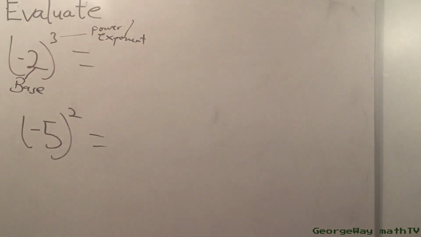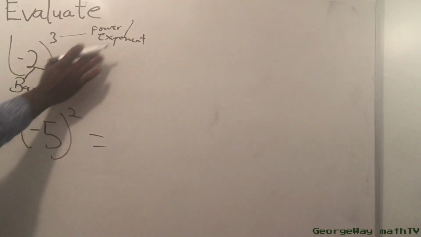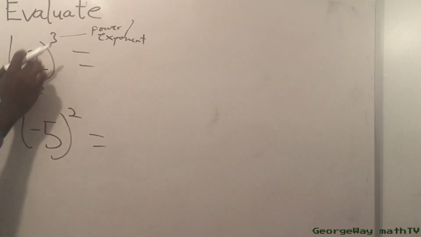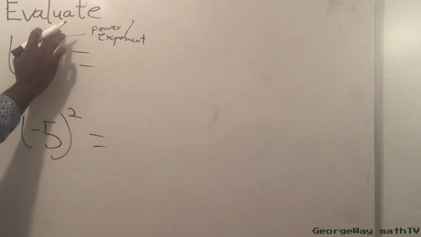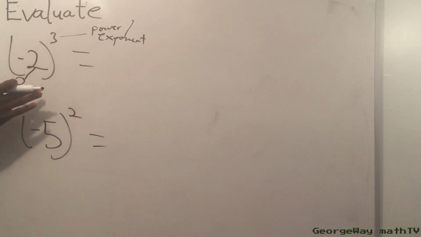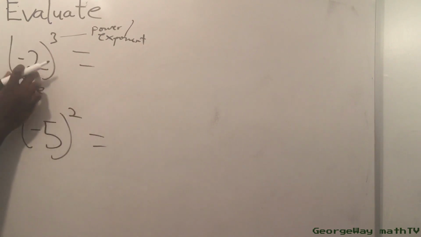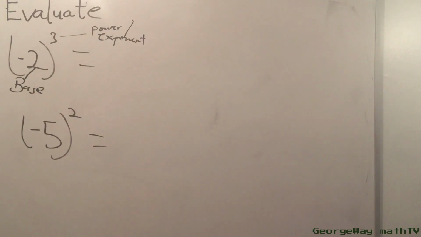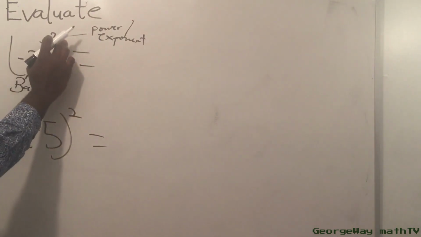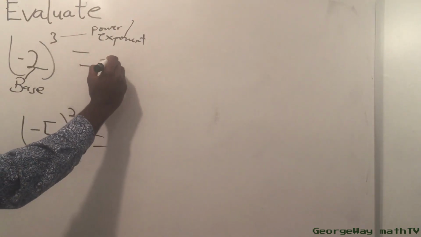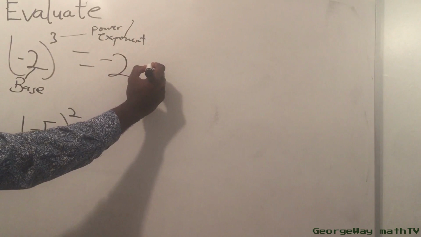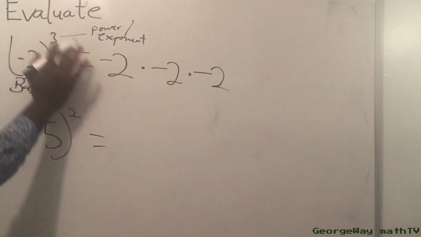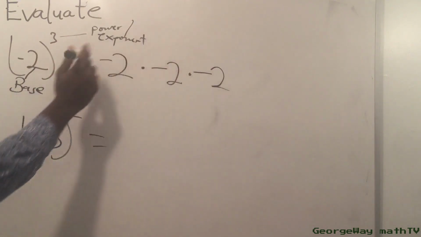There's something about this that I really want you to know. Apart from knowing these, when you have, like in this case, -2 to the third power, or -2 exponent 3, what this means is that this number times itself this many times. So -2 to the third power means -2 three times. So it means -2 times -2 times -2.